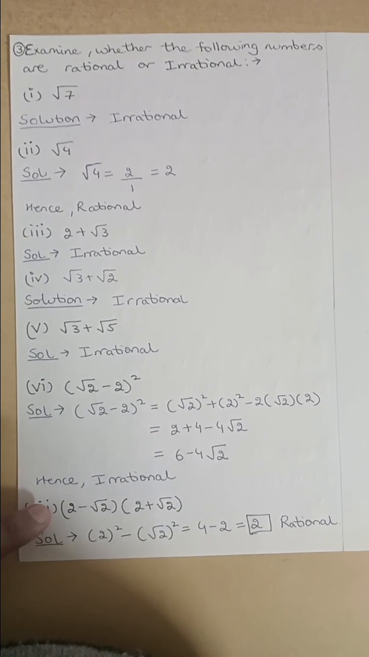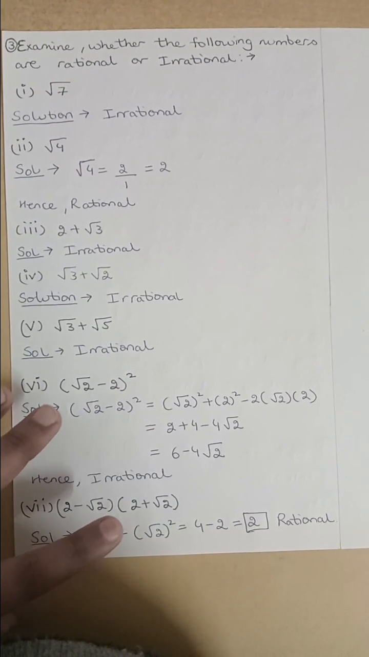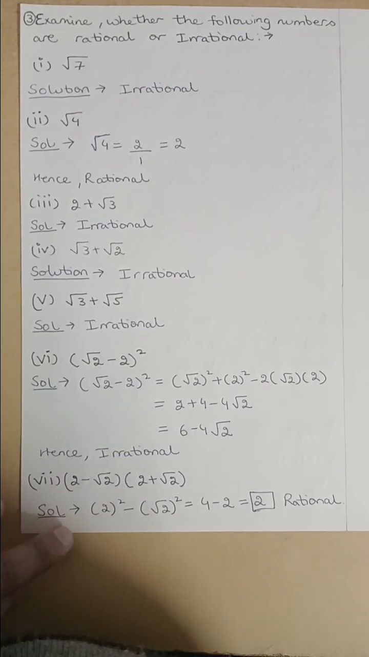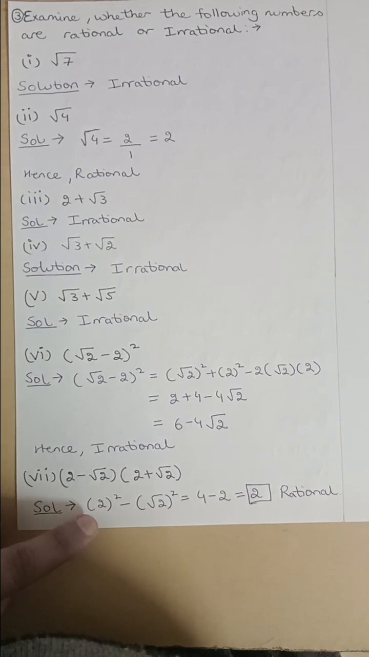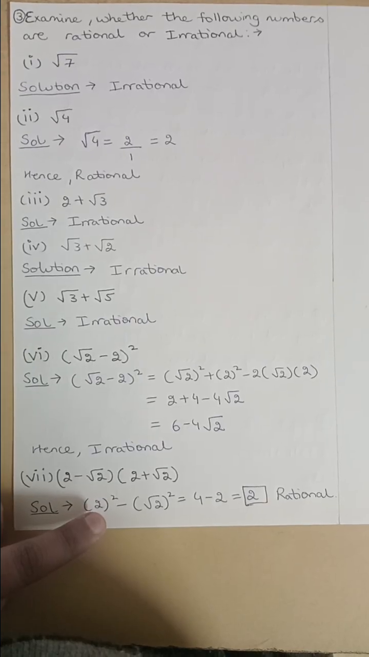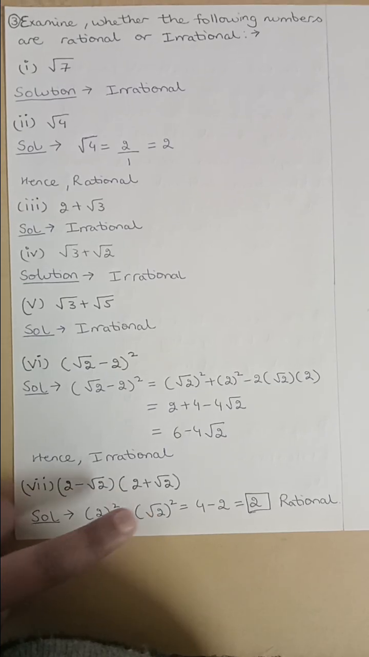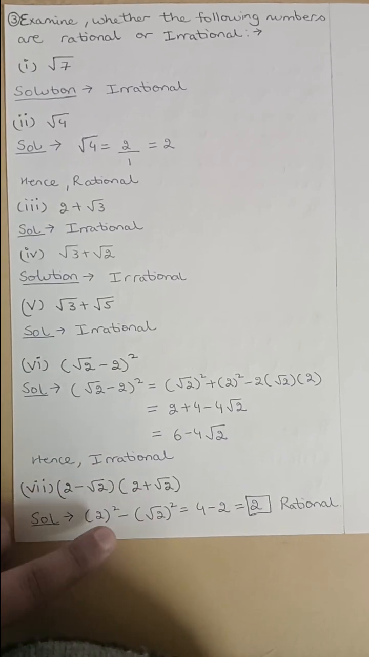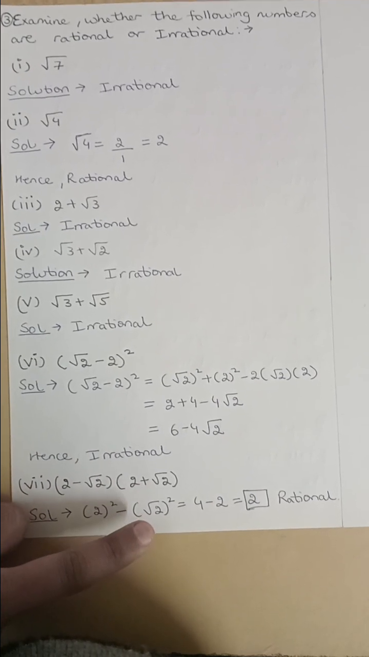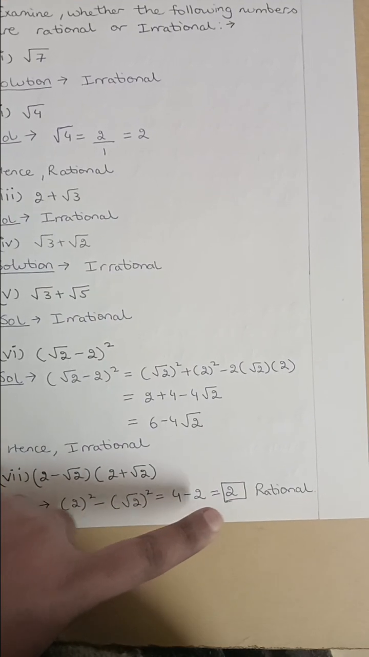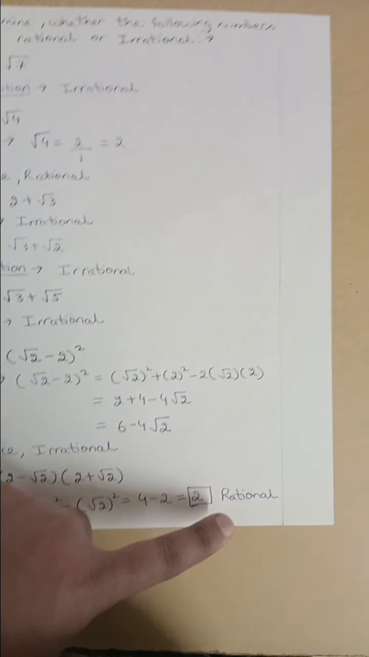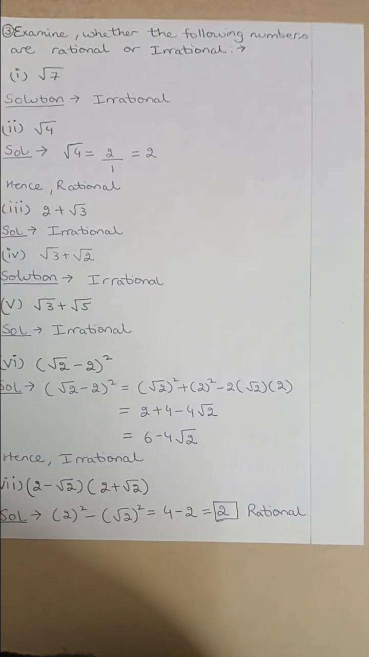Seventh, 2 minus root 2 into 2 plus root 2. Solution. 2 square minus root 2 square. a minus b into a plus b becomes a square minus b square, which is equal to 4 minus 2, which comes out to be 2, hence it is rational.